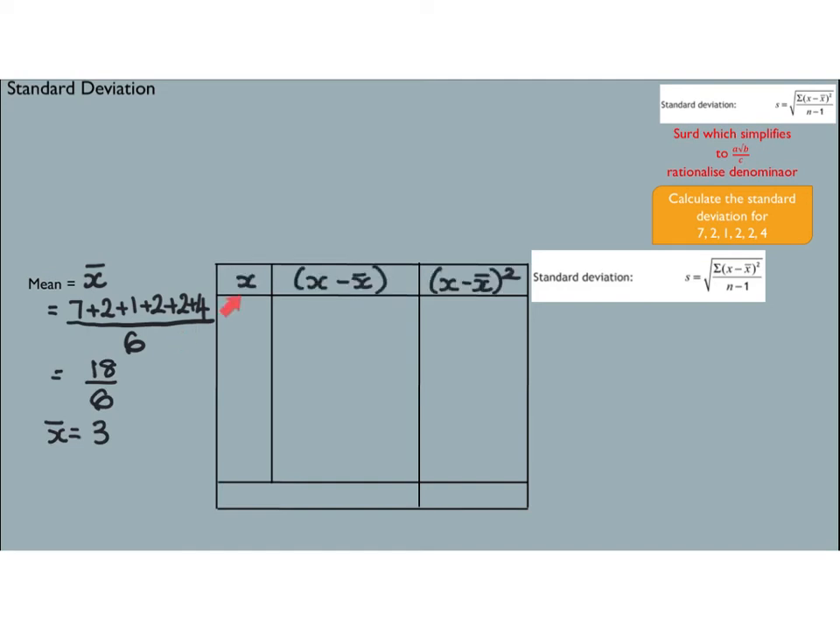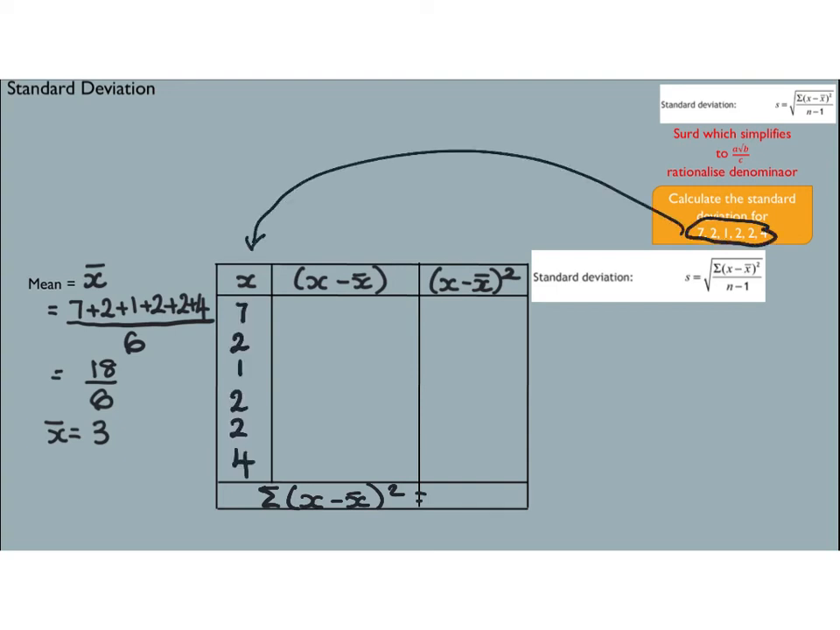Okay, again, I've set up my table. Remember that this table is building us up towards finding this. Remember that sign there means sum, adding. That's when I add all the numbers in the last column together. Okay, so next job, I'm going to take the numbers from here and put them into this column here. So that's going to look like that.